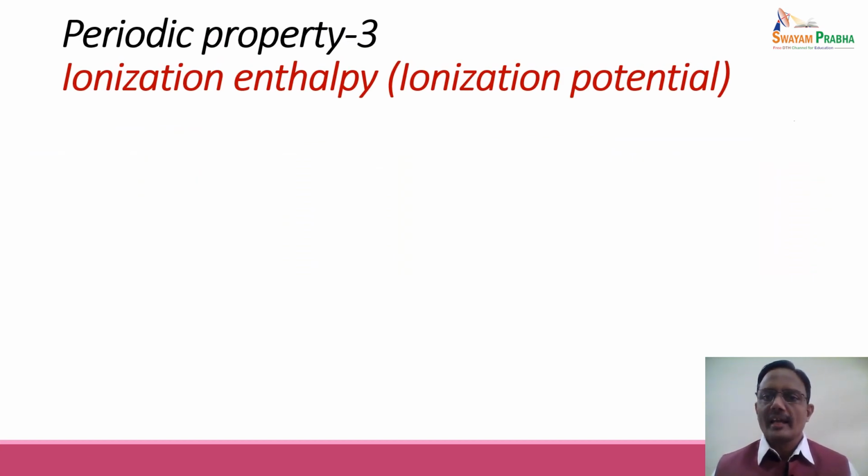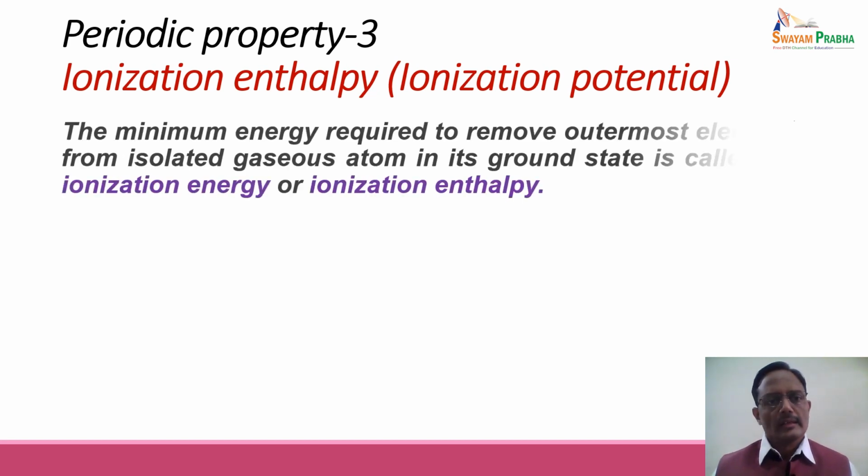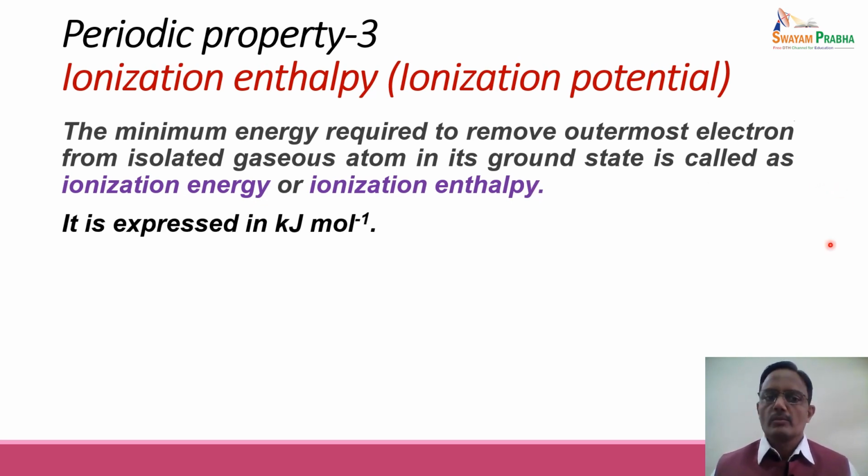Ionization enthalpy or ionization potential. Ionization enthalpy is defined as the minimum energy required to remove the outermost electron from an isolated gaseous atom in its ground state. This is ionization energy or ionization enthalpy. Both the words mean the same. And since it is an energy, it is expressed in kilojoules per mole of an atom.